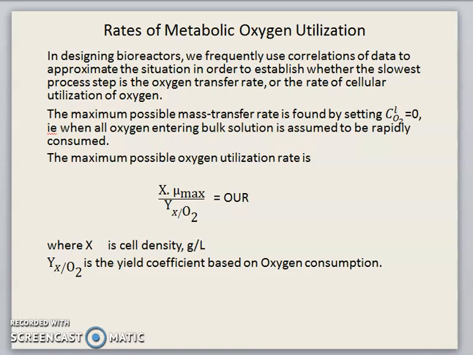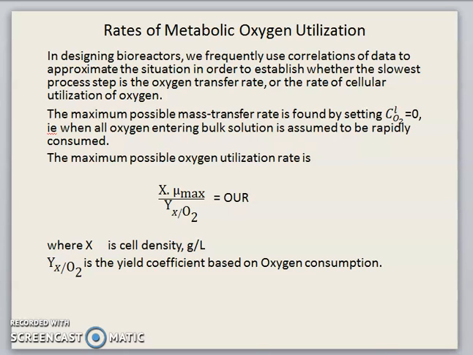We continue with the rates of metabolic oxygen utilization. In designing bioreactors, we frequently use correlation of data to approximate the situation in order to establish whether the slowest process step is the oxygen transfer rate or the cellular utilization of oxygen.